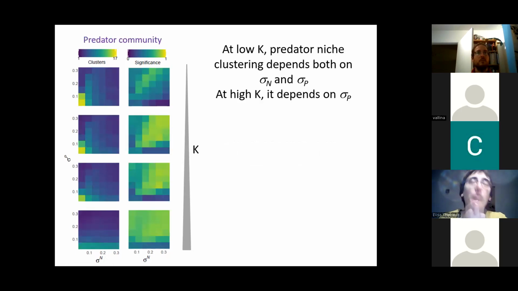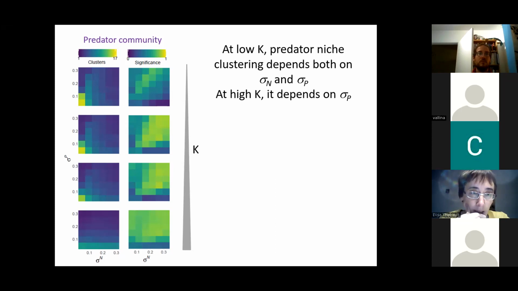So here I was showing results for a prey community, but we can also investigate the patterns for the predators because they are also given niche axes. In that case, you can see that there are some differences from the prey community. First, although we still have on average 50% of cases with significant clustering patterns, it's less common than for the prey species. And also the effects of the carrying capacity, related to ecosystem productivity, are quite different, especially at low carrying capacity.